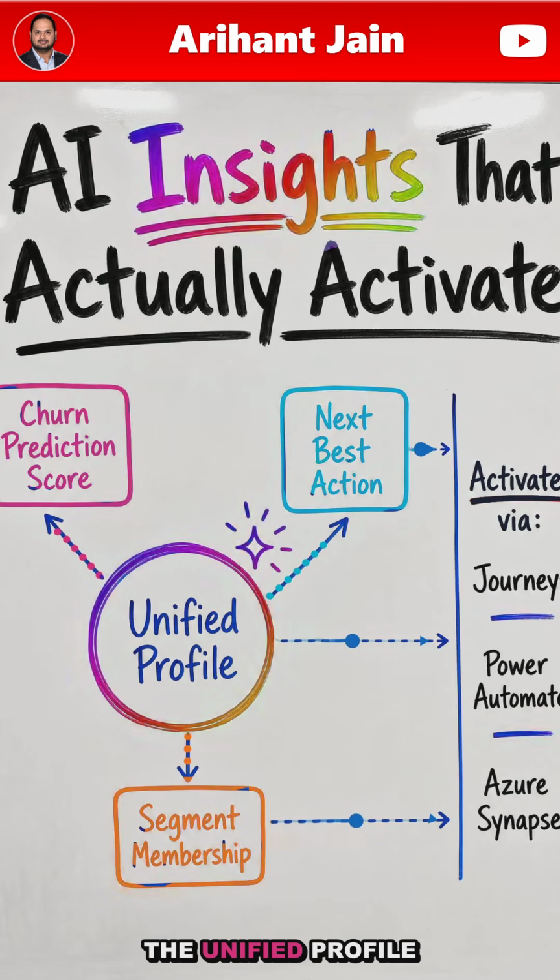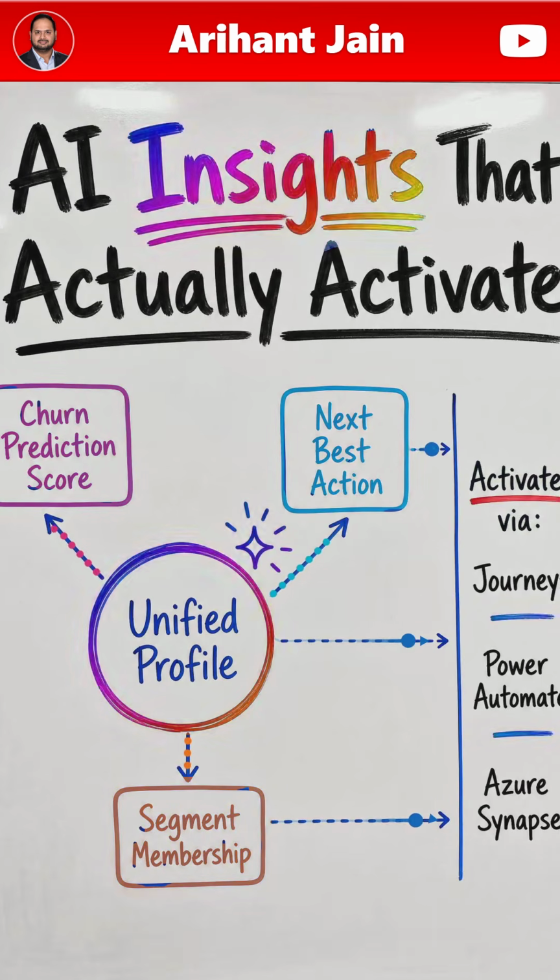The unified profile stops being a data asset and becomes an AI engine. Churn scores tell you who's at risk. Next best action tells you what to do. Segment membership tells you who gets it. Then all three activate directly into journeys, automations, or analytics. Insight without activation is just a report.